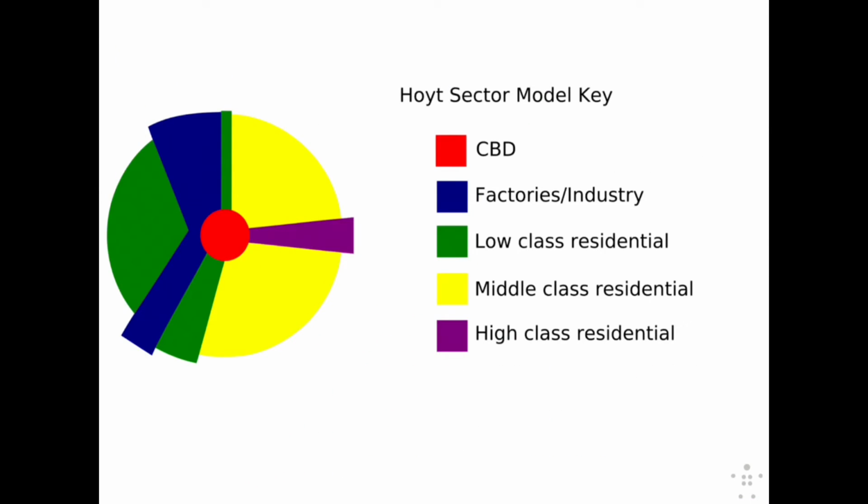The next model we're going to look at is the sector model. Land economist Homer Hoyt developed the sector model in 1939 as a variant of the concentric zone theory.